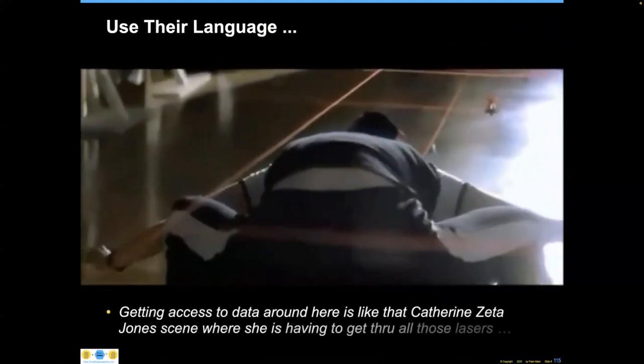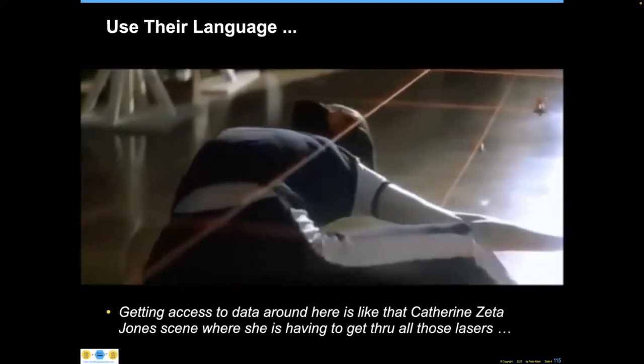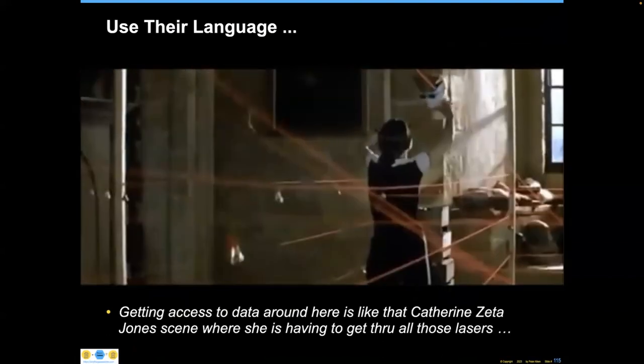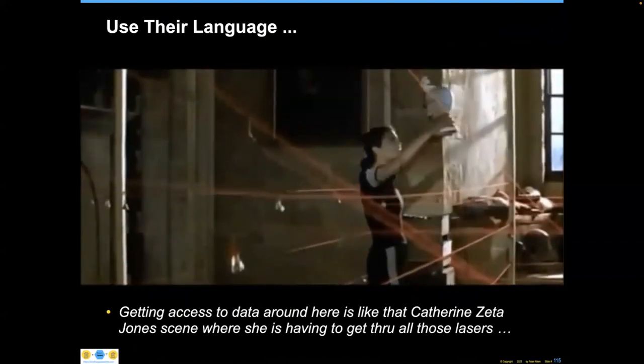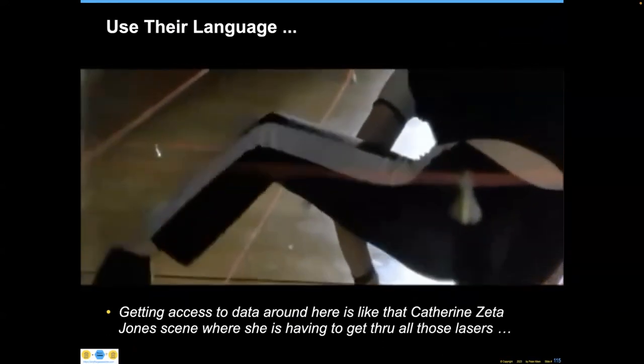Here's another one. It was a wonderful healthcare company that worked with, and they kept telling us that, wow, our getting data from our organization is just like that Catherine Zeta-Jones movie, where she has to get through all those lasers.